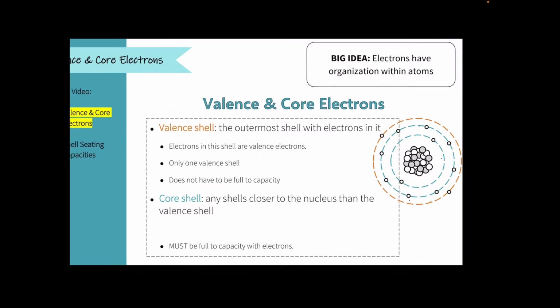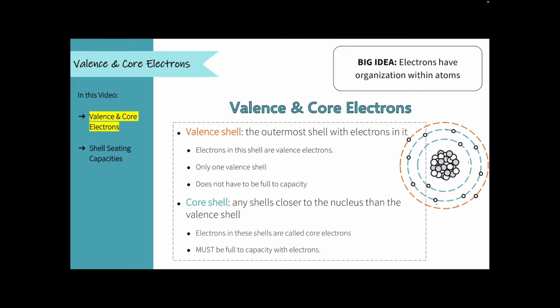Core shells are any shells closer to the nucleus than the valence shell. Electrons in these shells are core electrons. You can see that this model has 3 total shells. The outermost is the valence shell, which leaves 2 core shells. The core shells have to be full to capacity with electrons. And in a minute, I'll show you a trick to know what that capacity is.